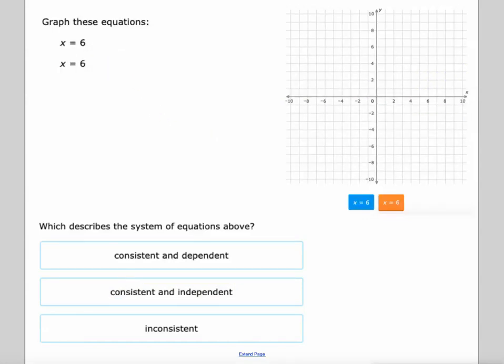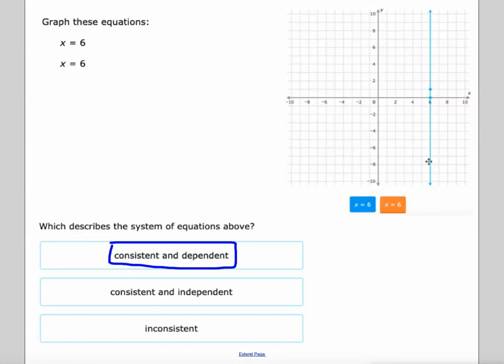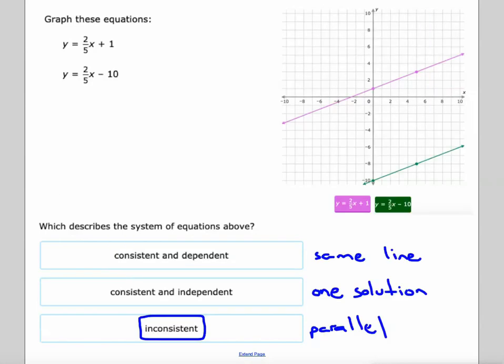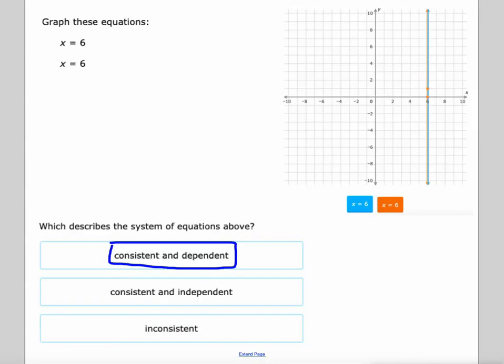Okay, graph these equations. X equals 6 and x equals 6. Obviously, they're the same line, so we would call that consistent and dependent. Now it's just a matter of graphing those lines. X equals 6 is just a vertical line at 6. And there's x equals 6 again, another vertical line at 6, and we call that consistent and dependent. So again, back on the first slide, I said consistent and dependent, same line. These are the same line.